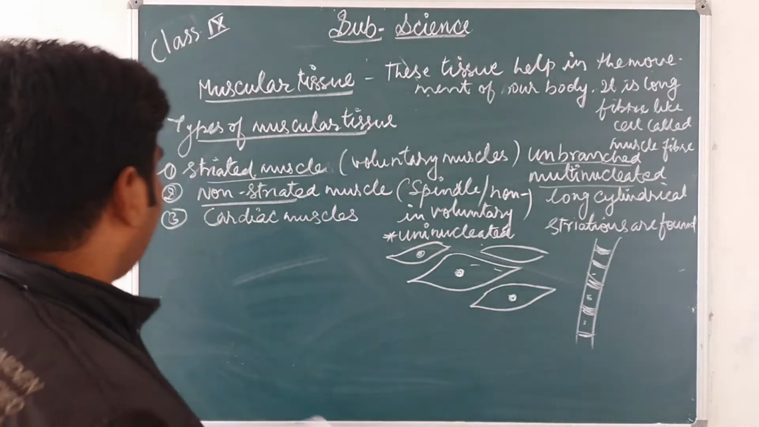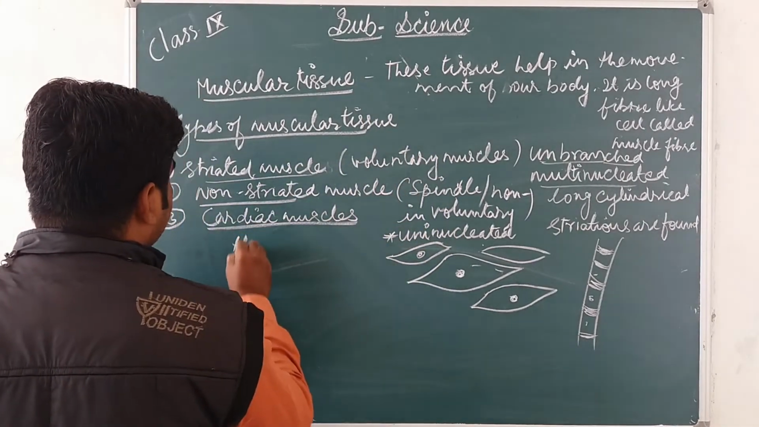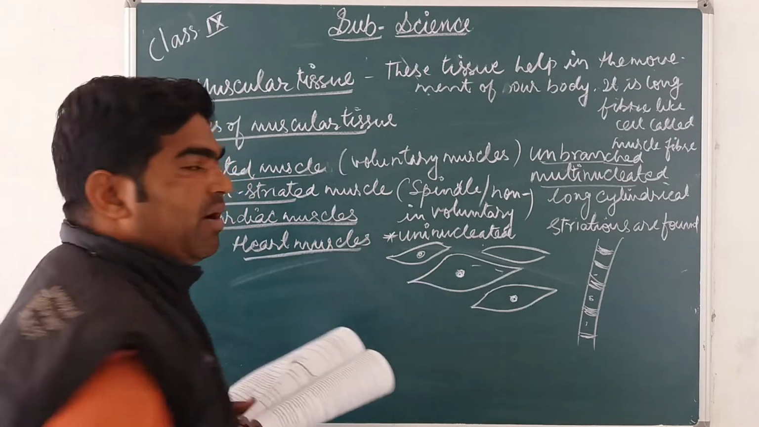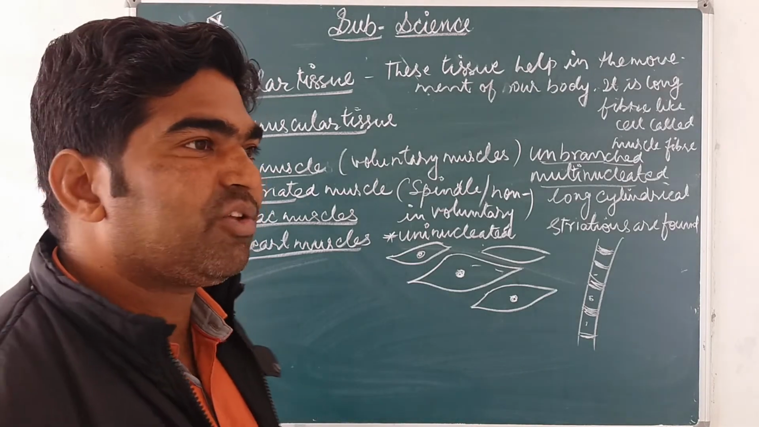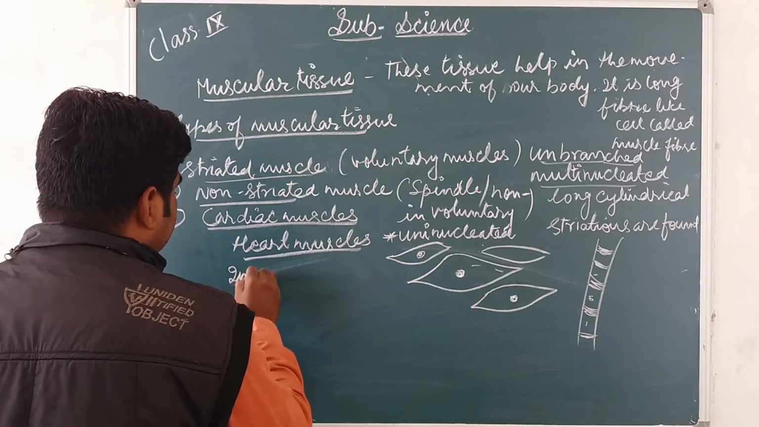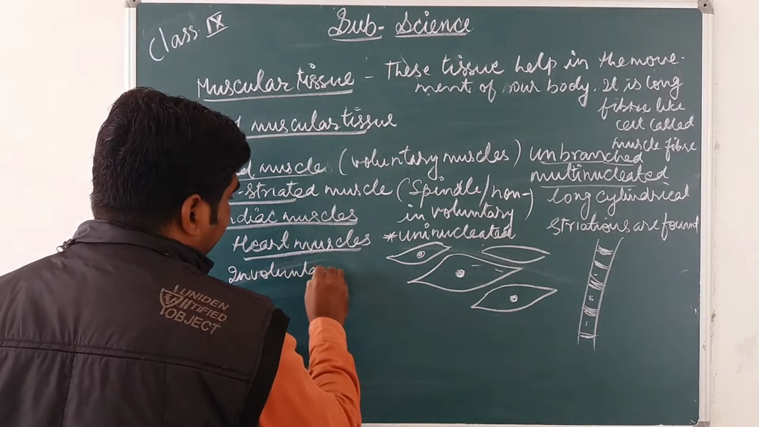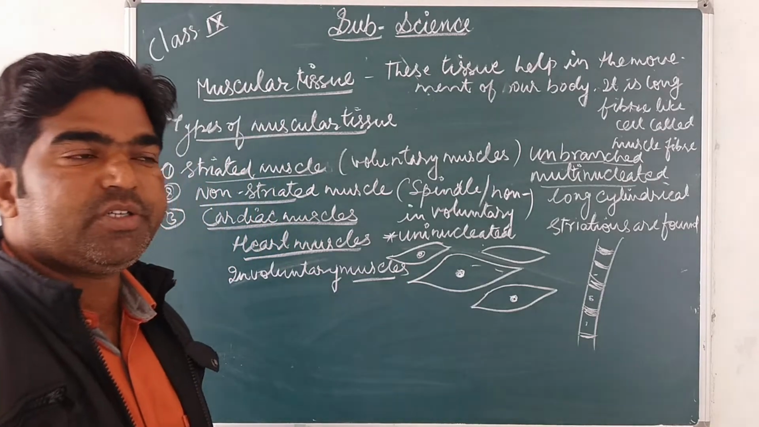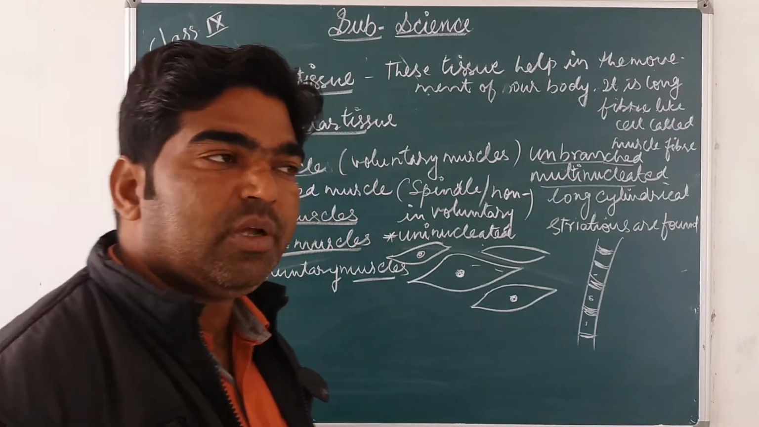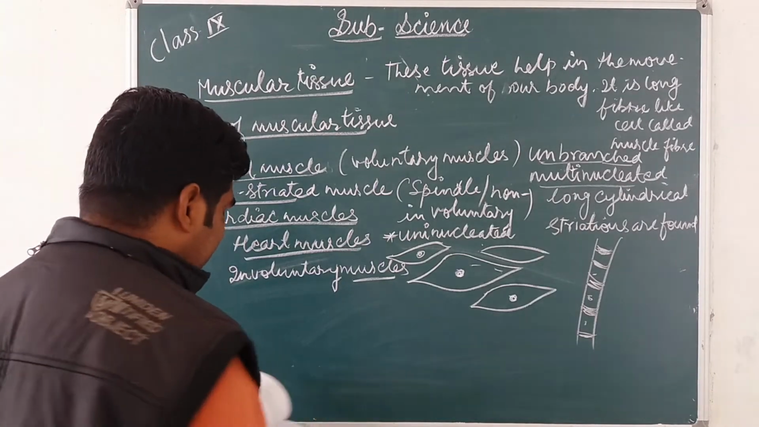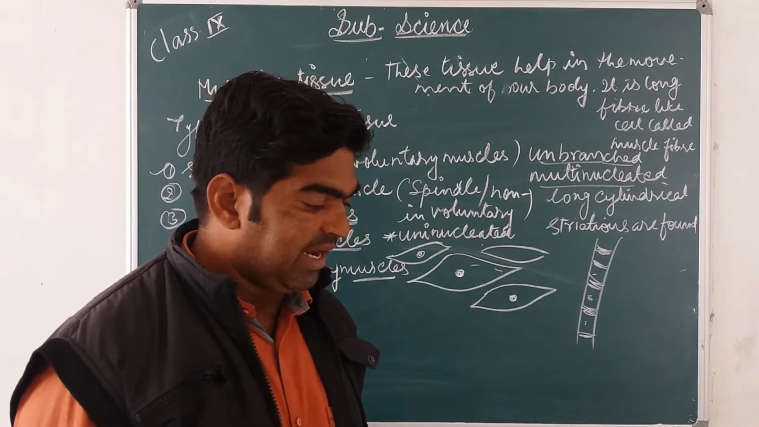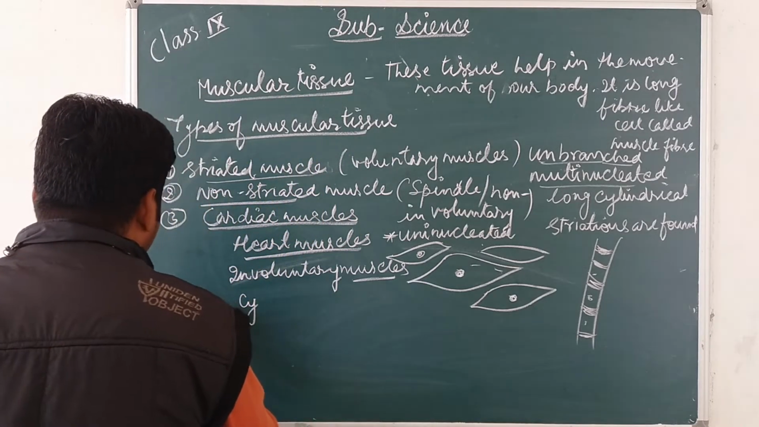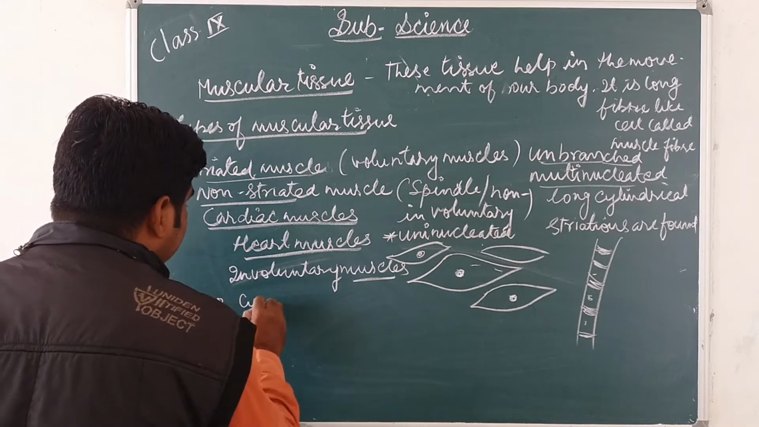The next type of muscles is called cardiac muscles. Cardiac muscle is also known as the heart muscle. Where is it found? It is found in the heart, and this is also an involuntary muscle. These are branched, long, cylindrical, and uninucleated. You can see they are long and cylindrical.